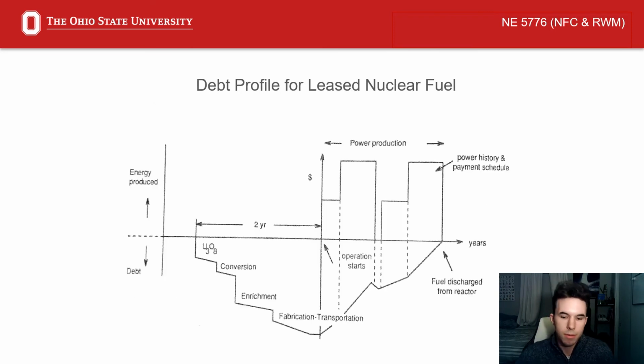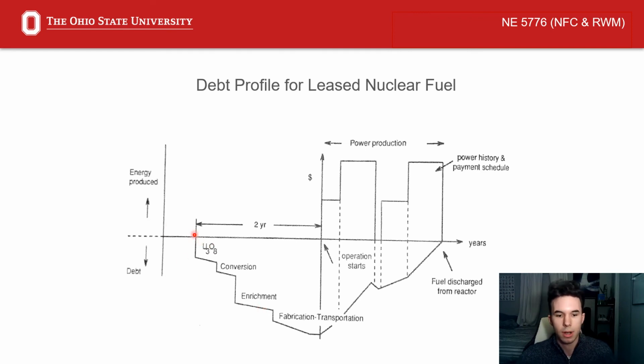So this graph, which is also taken from the book, shows the debt profile for leased nuclear fuel. You see here you have an even point, a wide separation in debt to costs being paid, and then another break-even point up here. So with the debt, you have a similar relationship as was seen with the net worth of fuel.